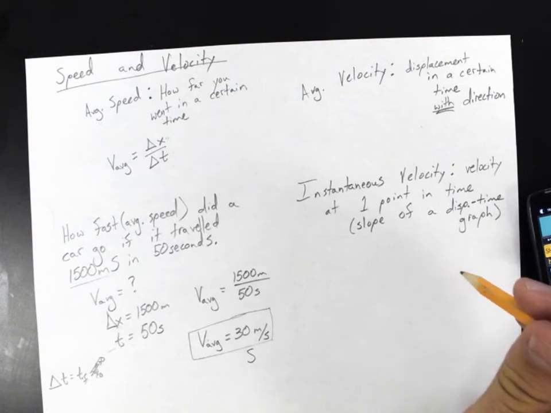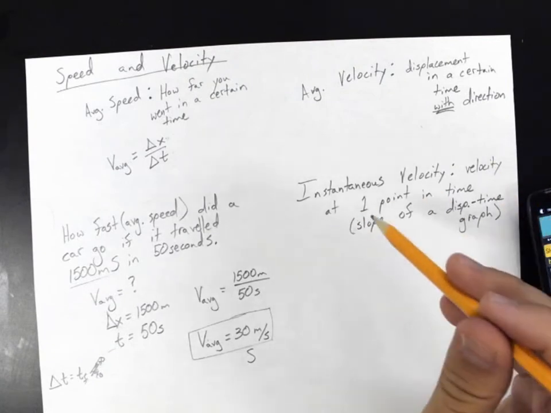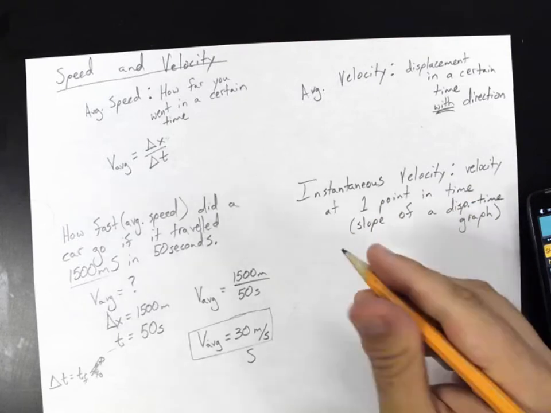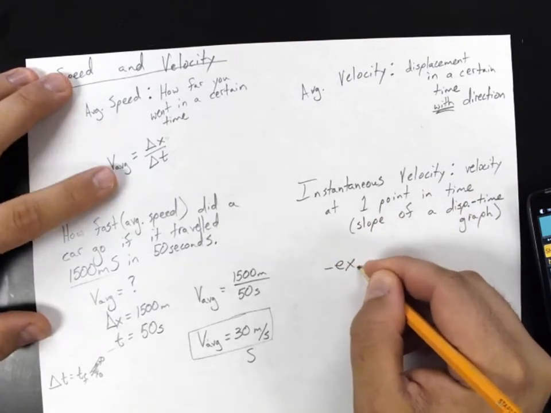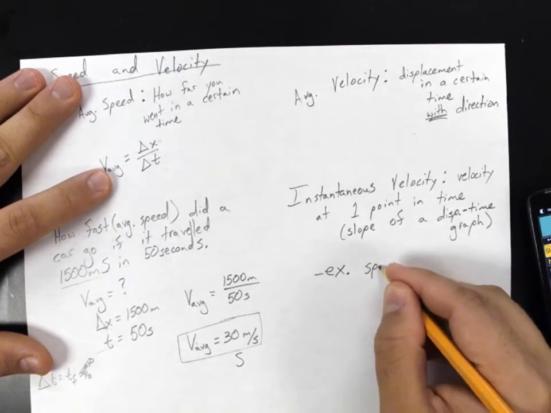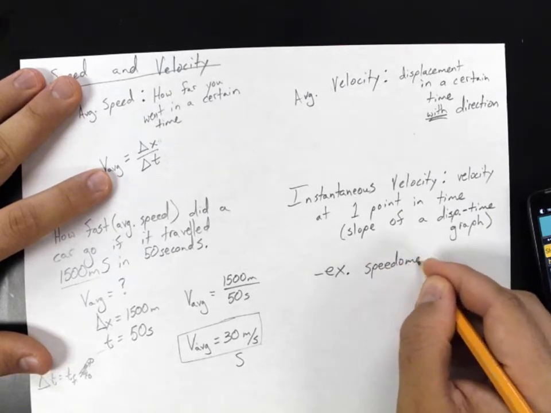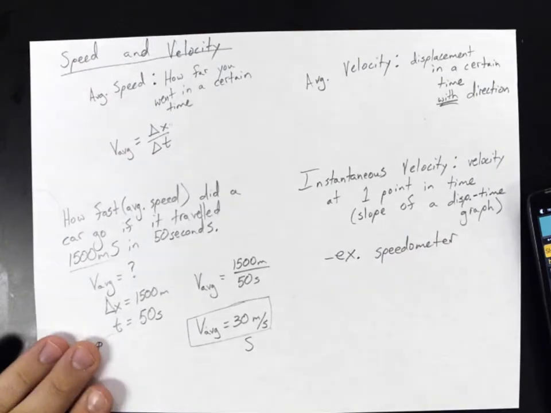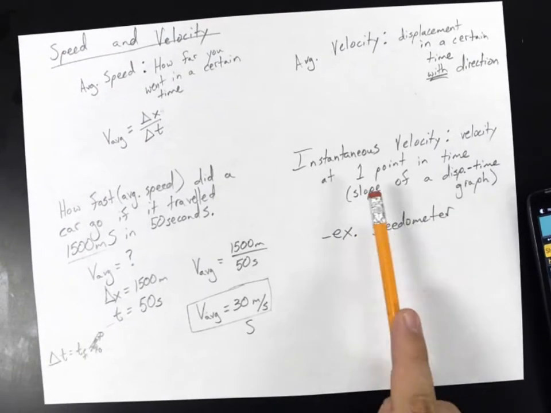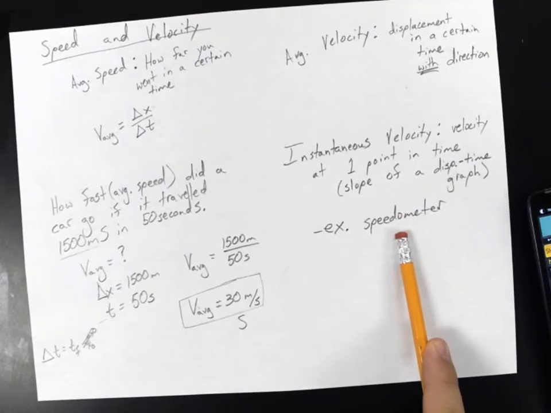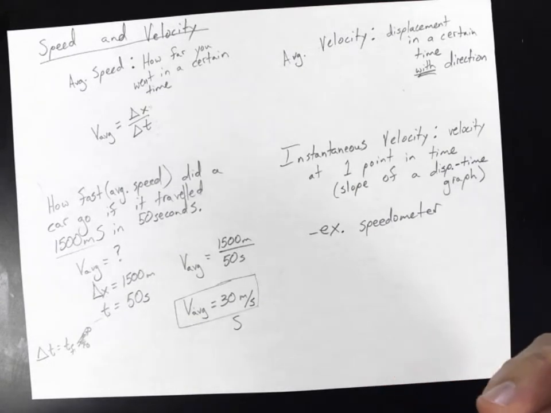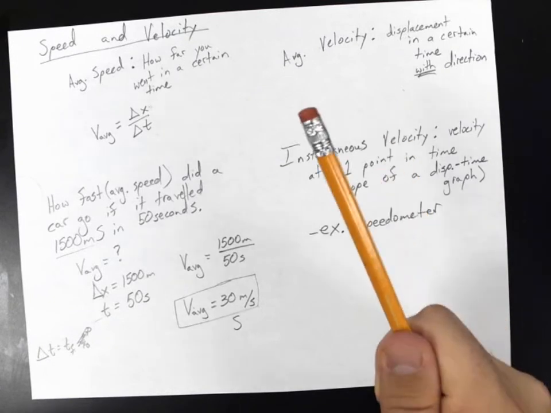Now, instantaneous velocity is a little different. This is the velocity at any one point in time when you're traveling. An easy way to think of this is the speedometer in your car. When you are driving, the amount of speed you have at any given moment is measured by the speedometer. If you were to look for your average speed over a whole trip, you might find that it's 60 miles an hour, or 55 miles an hour if you're being good.